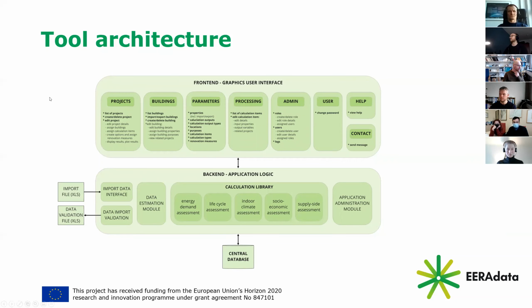And then we have the front end, which is the interface which you will use most of the time. And this consists of projects, which are the actual working horses of the tool. So this is where everything happens. Then buildings, where you can import and export buildings, change buildings. We have parameters, where you can actually change every element of the tool itself. And we have information on the processing. I will go into that later. And then we have different user types, but I will show you this in real life in a second.